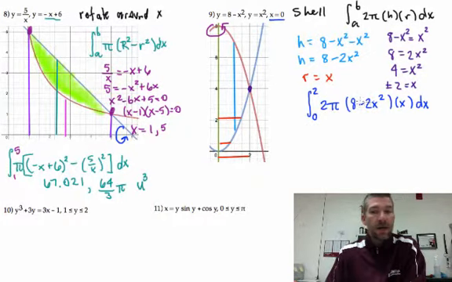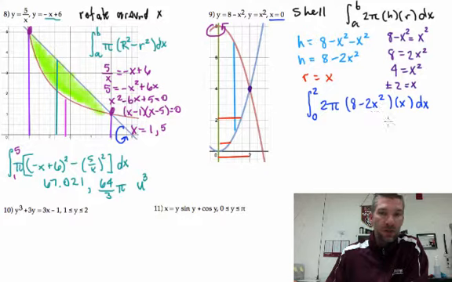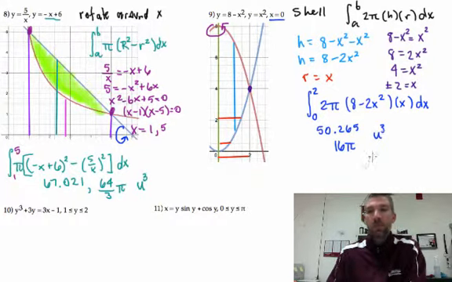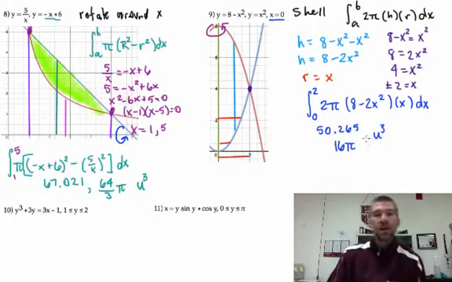So integrate this. I went ahead and punched it into my calculator, and I got 50.265. The exact answer, if you need that as well, is 16 pi. It's a pretty good integration. Units cubed for both of those because we're talking about a volume of a shell.